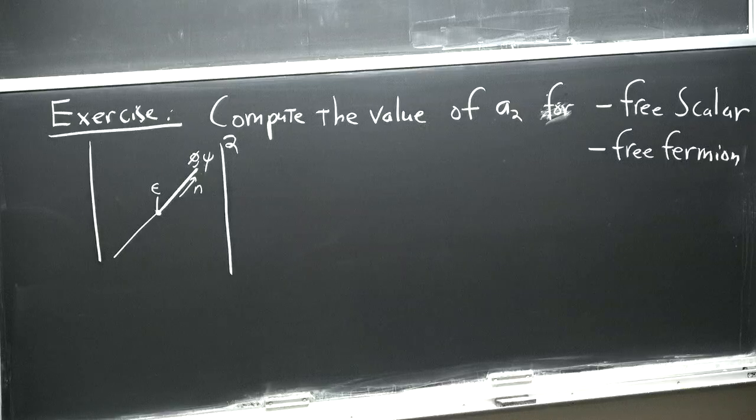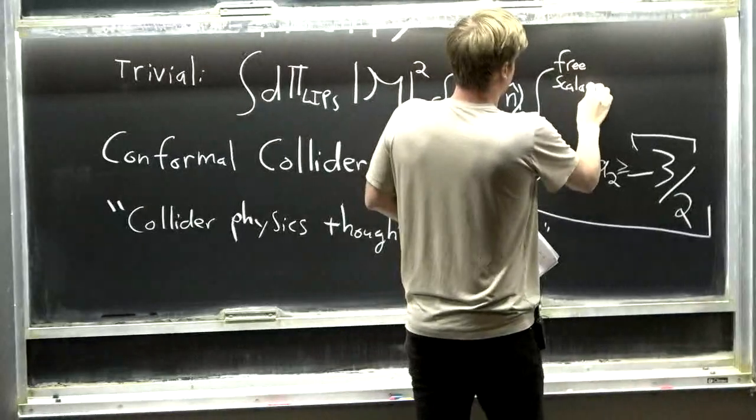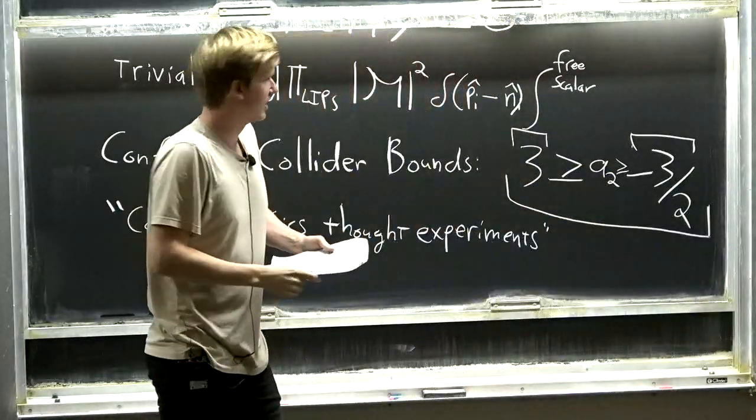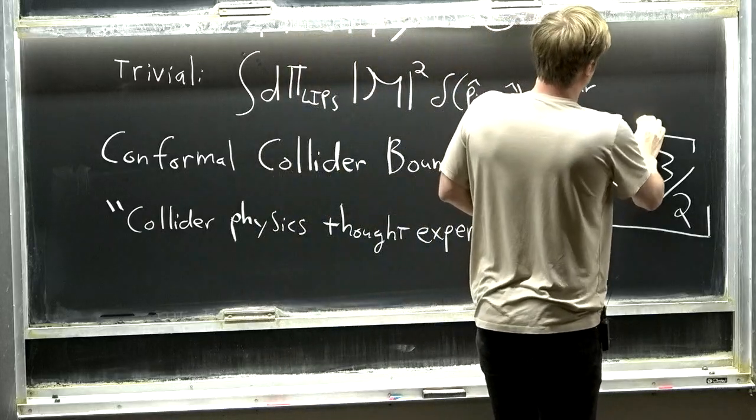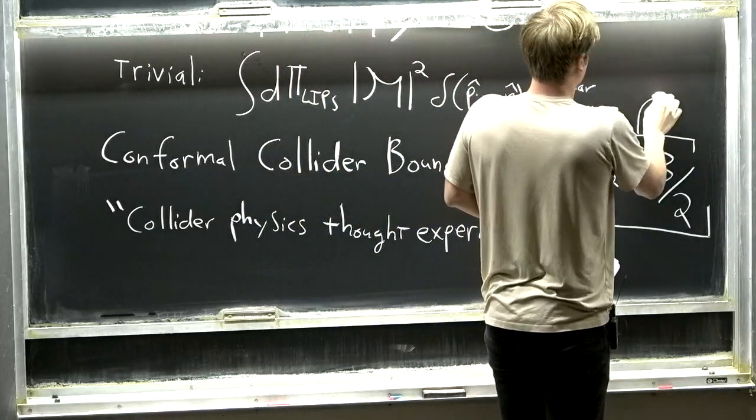But you'll find, and it's actually very interesting, that these two theories saturate these bounds. So they're the extremal things. In particular, one will find that the free scalar saturates this bound up here, and then the free fermion saturates this bound down here.